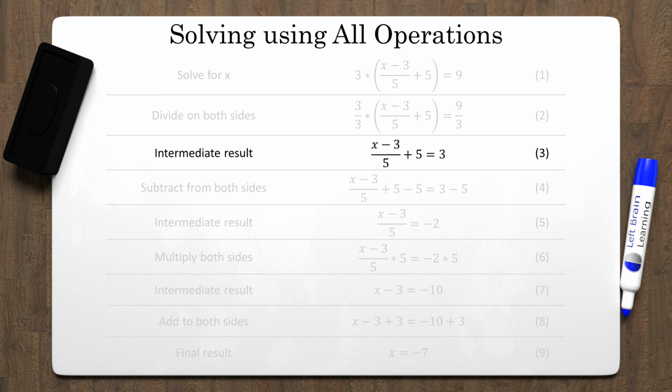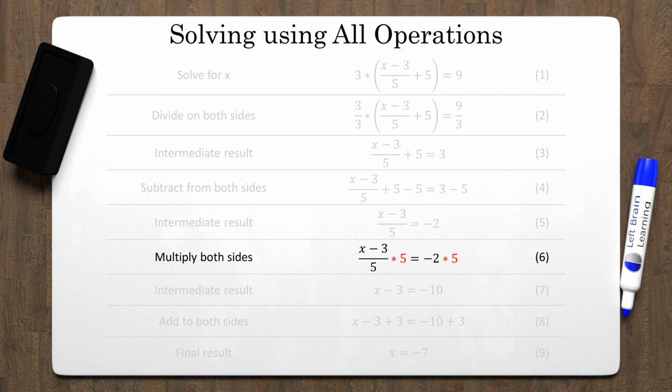In the next step, we can subtract 5 from both sides of the equation. On the left-hand side, the positive and negative 5 will combine to 0. On the right-hand side, the positive 3 and negative 5 will add to negative 2. So our intermediate result now, after performing the division and the subtraction steps, is (x minus 3) over 5 equals negative 2. Now in our next step, we're going to multiply both sides by positive 5.